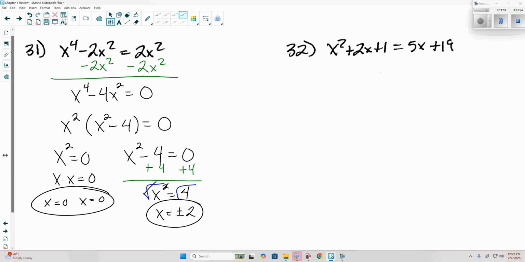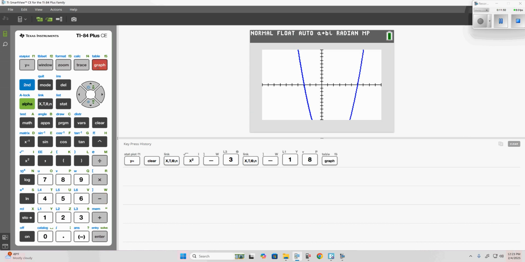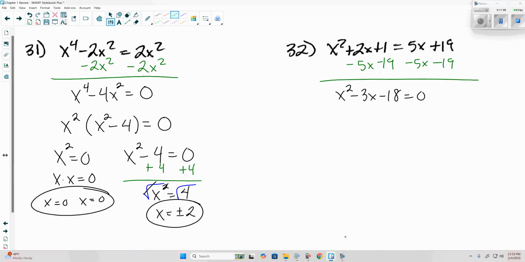32. We have a quadratic, so we need this equation equal to what? 0, okay? Minus 5x from both sides and minus 19. That'll tell us that we have x squared minus 3x minus 18 is equal to 0. Make sure I got minus 3x. Yep.